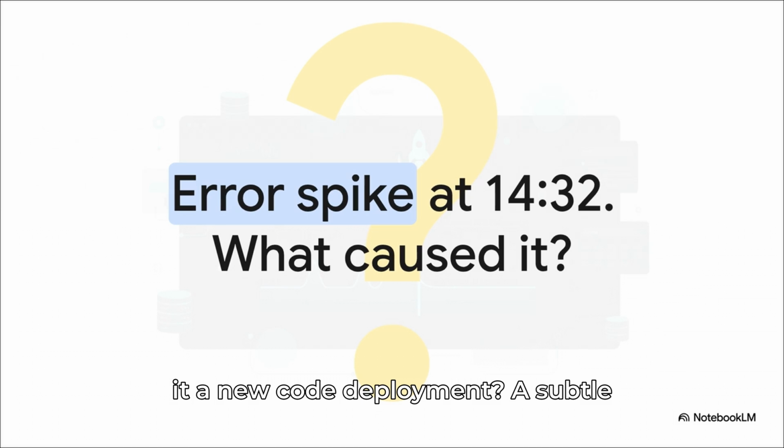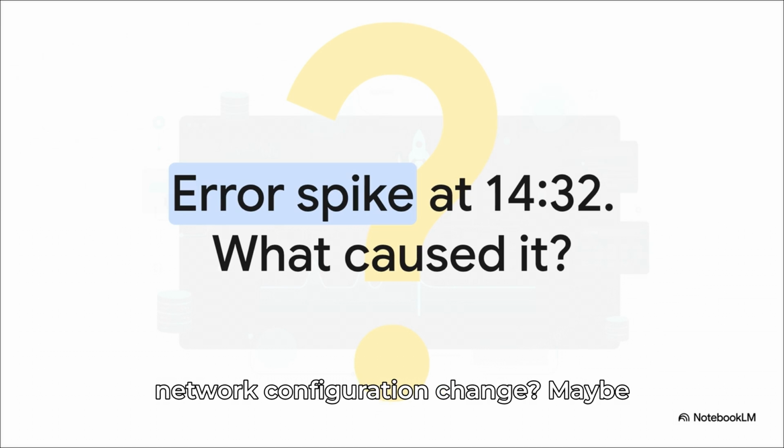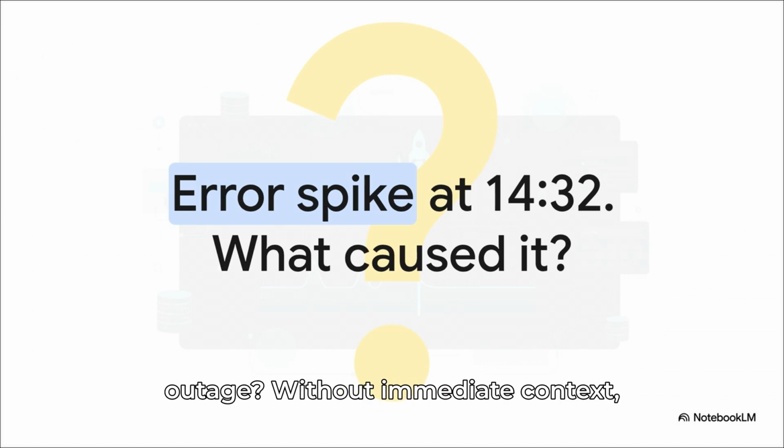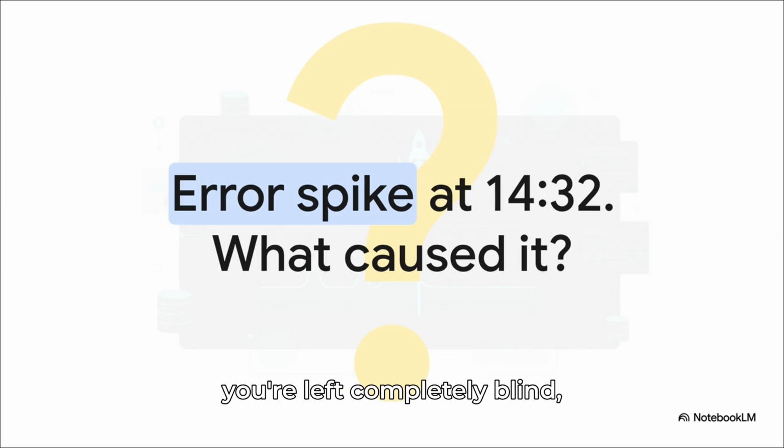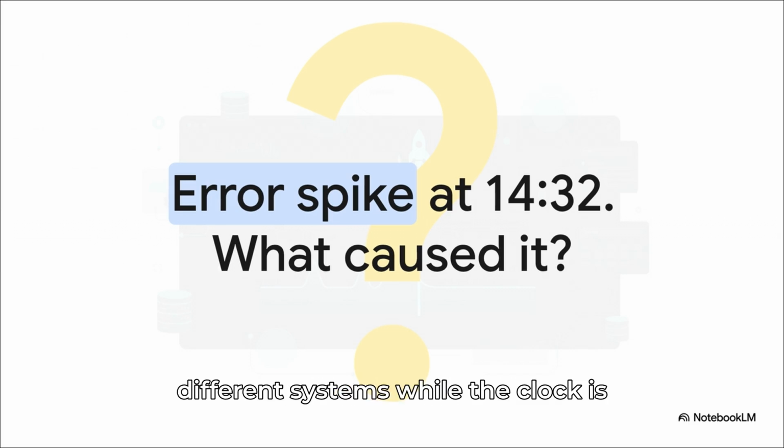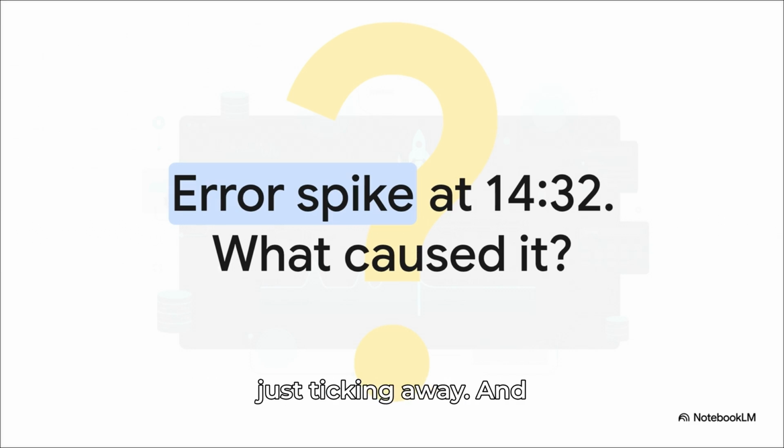Was it a new code deployment? A subtle network configuration change? Maybe a third-party API outage? Without immediate context, you're left completely blind, scrambling through a dozen different systems while the clock is just ticking away.